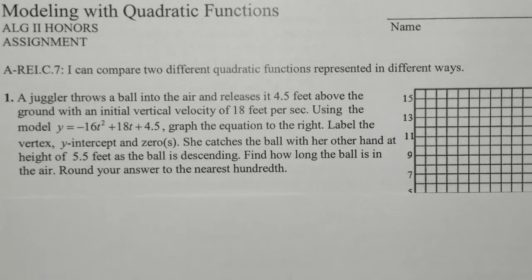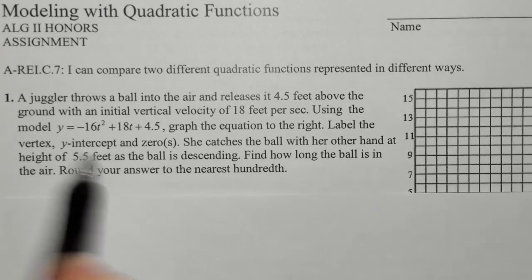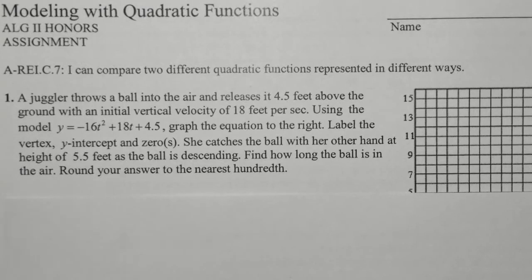We're going to answer numerous questions about this particular word problem. It says a juggler throws the ball into the air and releases the ball 4.5 feet above the ground with initial vertical velocity of 18 feet per second. Using the model provided, graph the equation to the right.